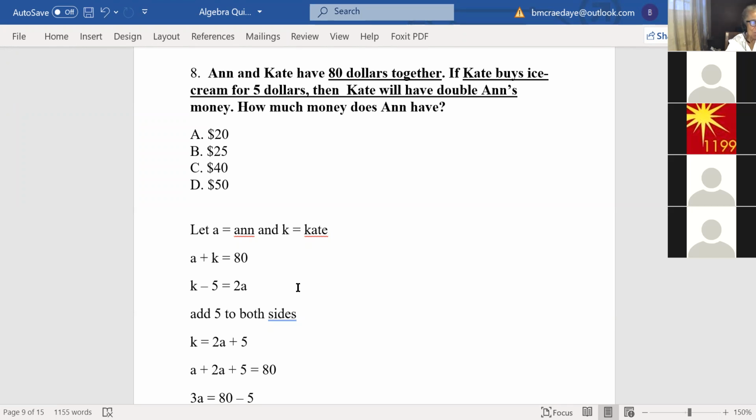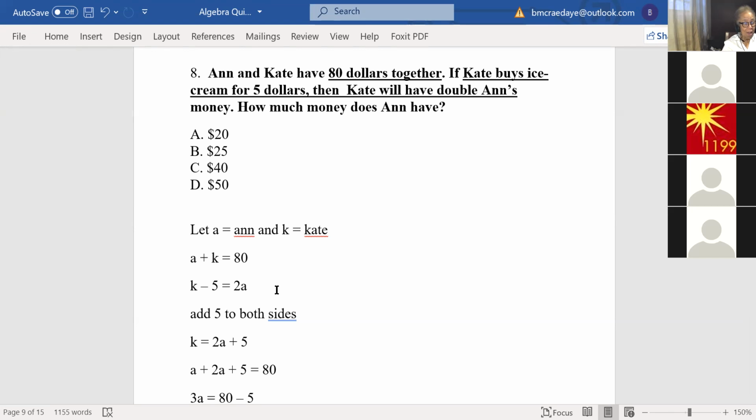You got it? So I'm translating: the sum of the two, Ann and Kate, is $80. Kate spent $5 of her money. That's the Kate minus 5, the subtraction. After she spent that money, she had twice what Ann has. That's the 2 times A, which is 25 times 2.